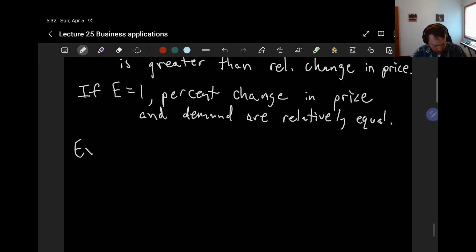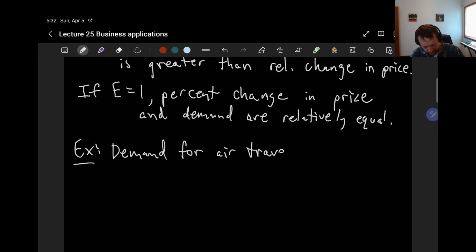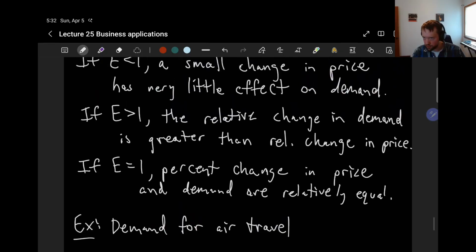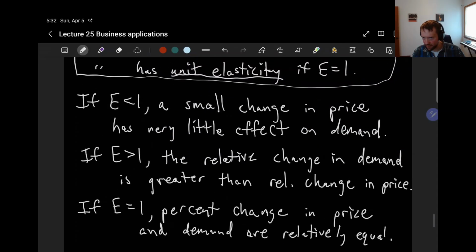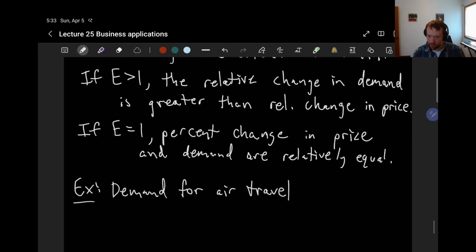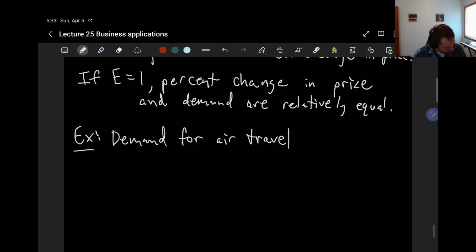Okay, so let's look at an example. This demand for air travel. So notice I haven't really brought revenue into the picture yet, besides just mentioning it in passing. We'll get there. But I want to start with this example. So let's say the demand for air travel between two cities. We'll do a pretty simple one for the sake of time.